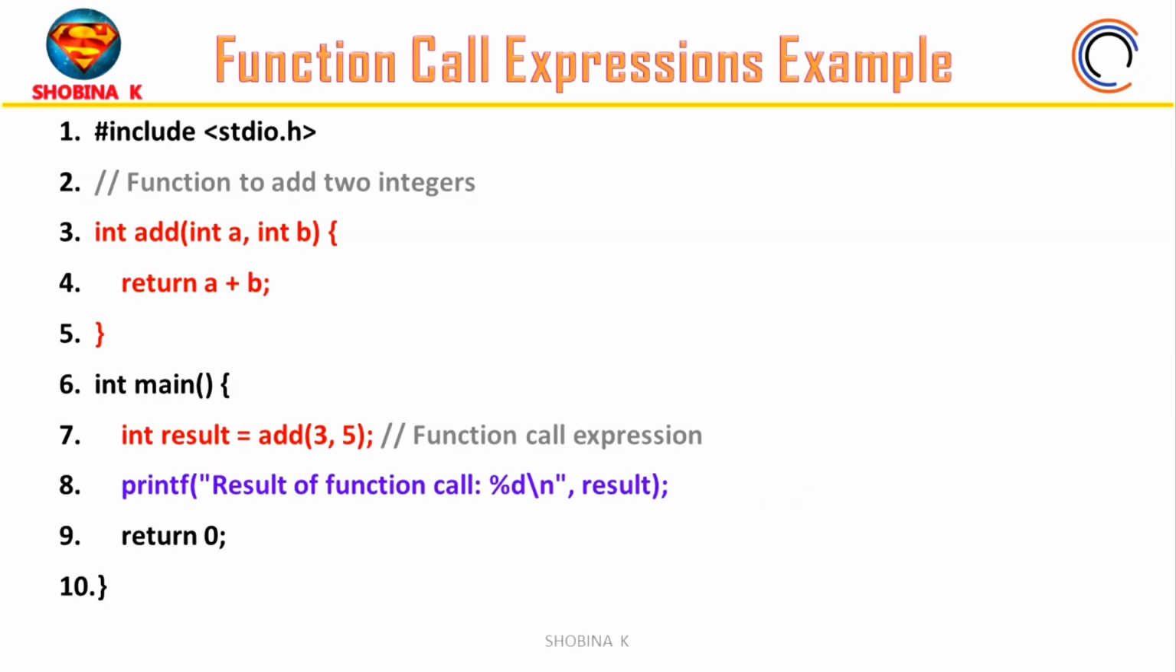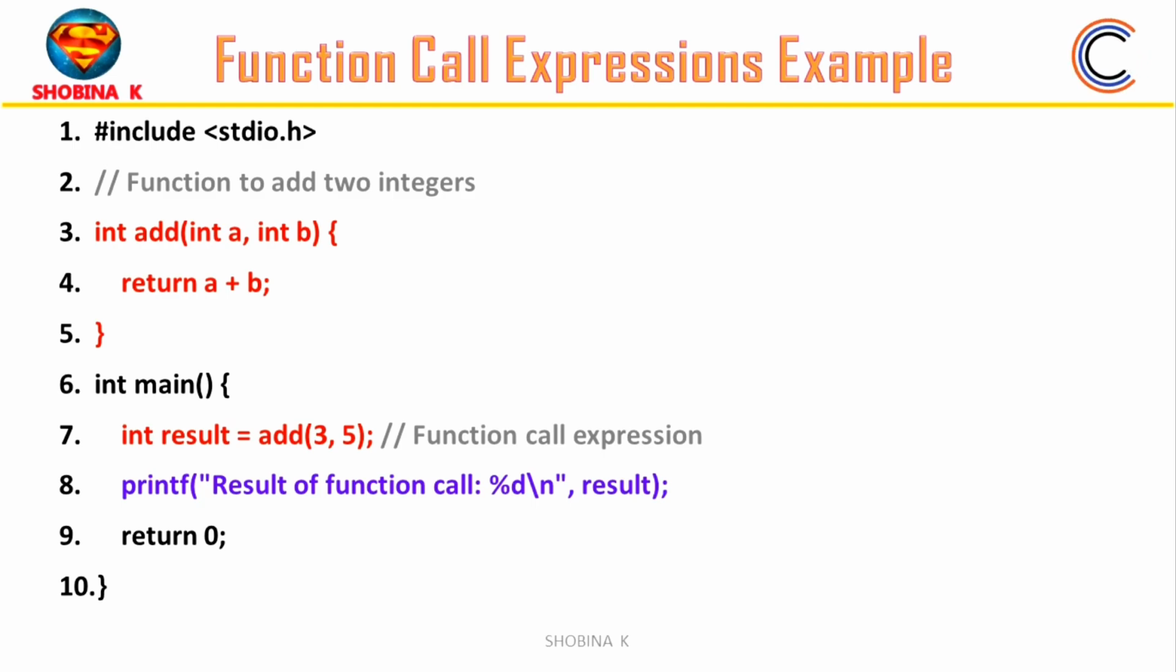Include necessary header files. Next, we defined a function named add that takes two integer parameters a and b and returns the sum of the two parameters. Inside the function, a + b calculates the sum of a and b, which is then returned. int main, which is the entry point of the program. Line 7 calls the add function with arguments 3 and 5. The result of this function call, which is 8, is assigned to the variable result.